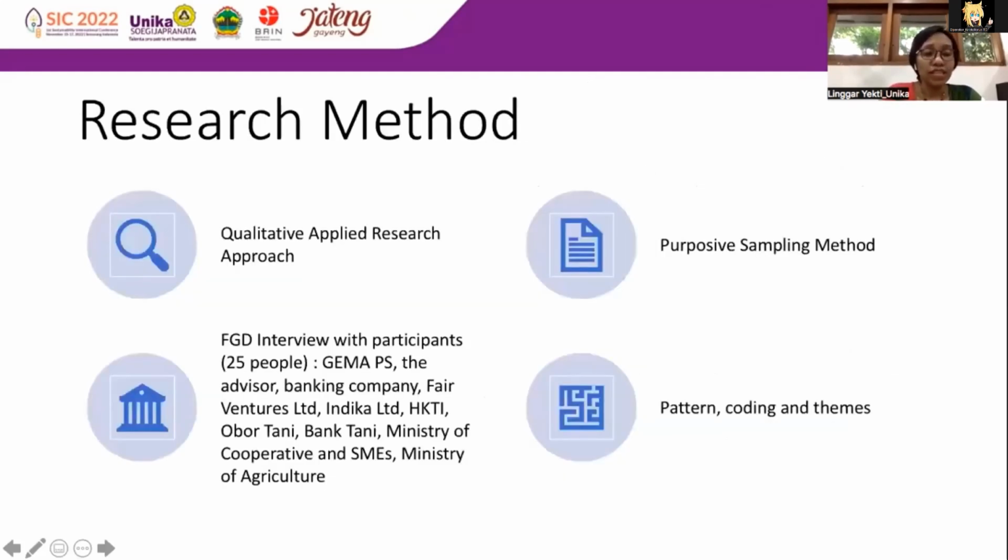This study is a qualitative applied research, in which applied research tries to solve real problems. The problem of how to develop a business model for social forestry becomes an interesting topic to be addressed in this study.